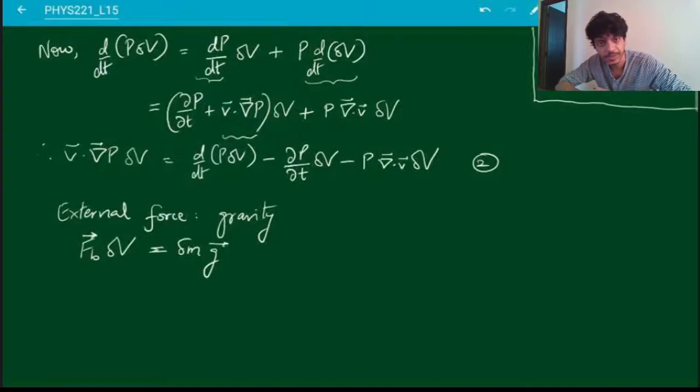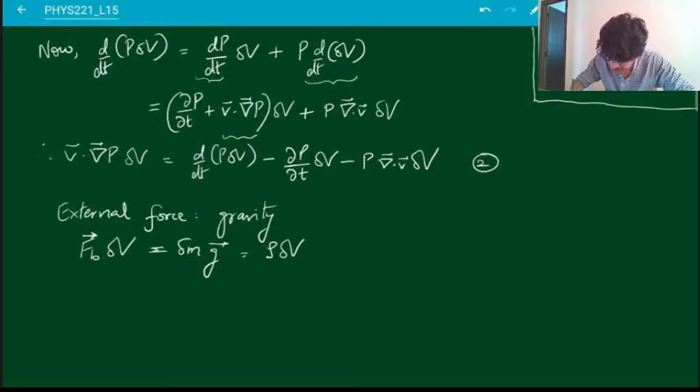I hope this step is clear. Mass times, what I'm saying is force density multiplied by volume is just force. That's what I'm saying over here. So this is rho delta V, that's dm, times G.